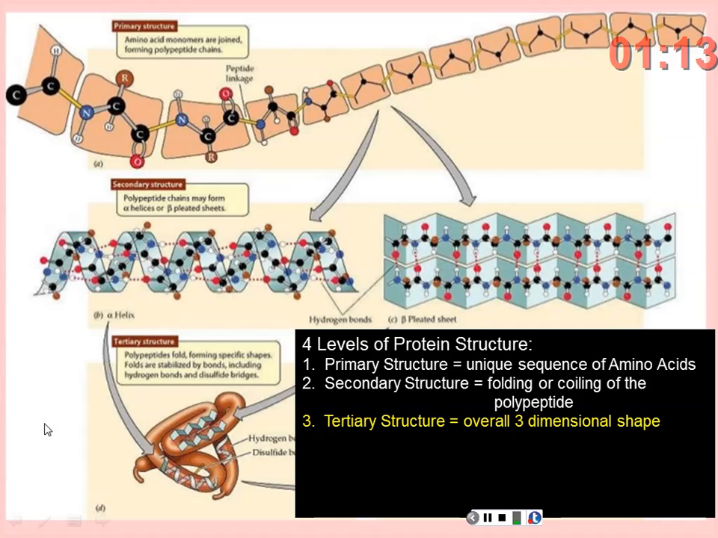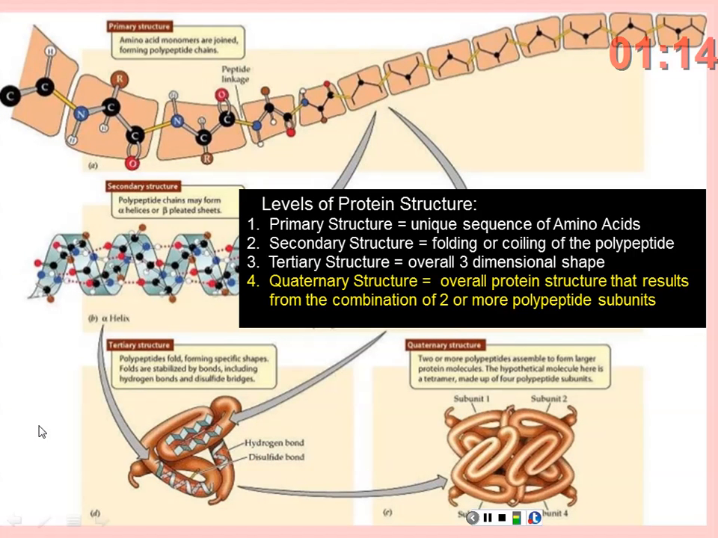Some proteins are huge, like hemoglobin is an example, and it takes more than one polypeptide to make the protein. When a protein involves more than one chain of amino acids, more than one polypeptide, we say that it has a 4th level structure. It's called the quaternary structure. That's the overall protein structure that results from the combination of 2 or more polypeptides that come together. And hemoglobin is a good example of that.